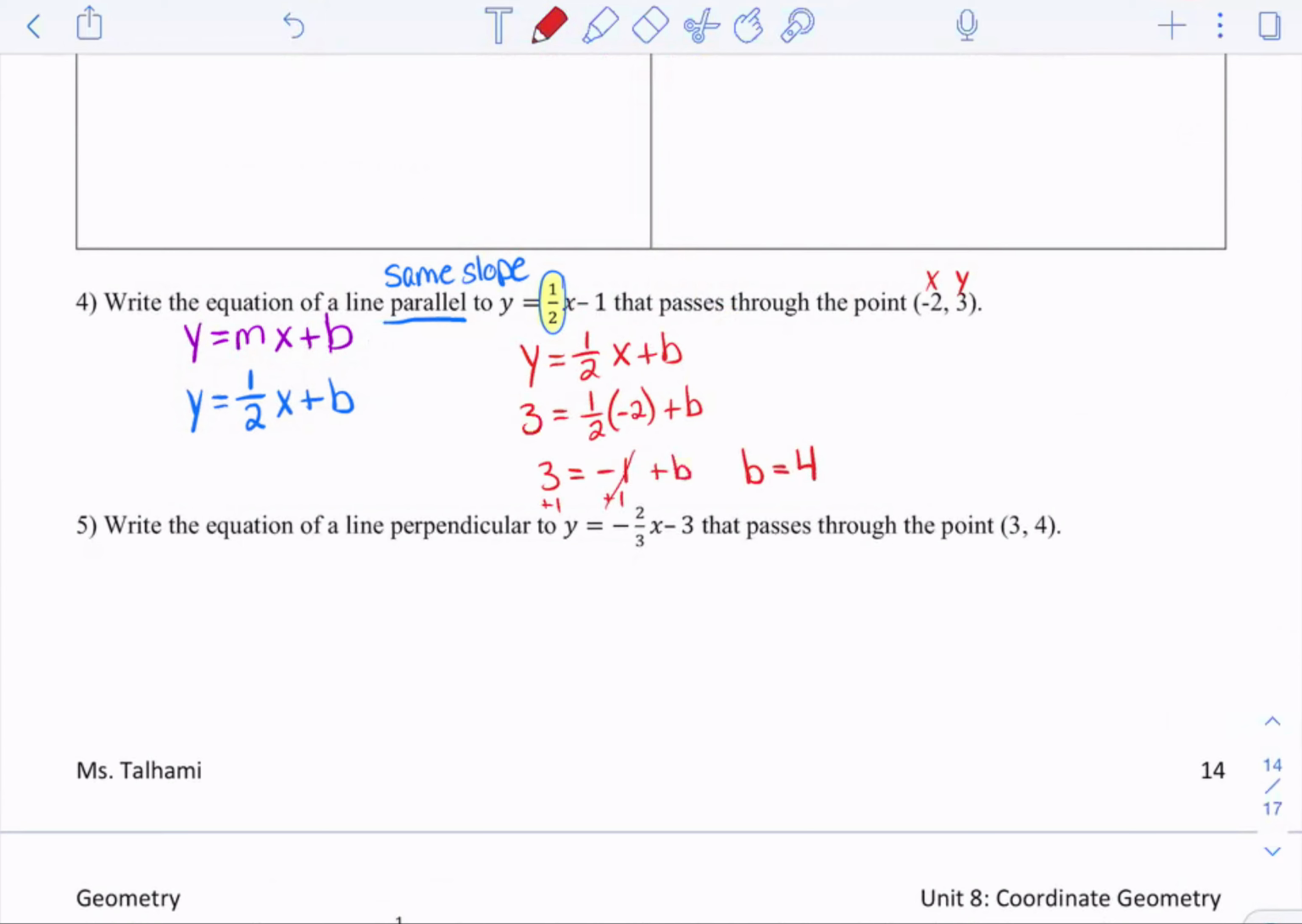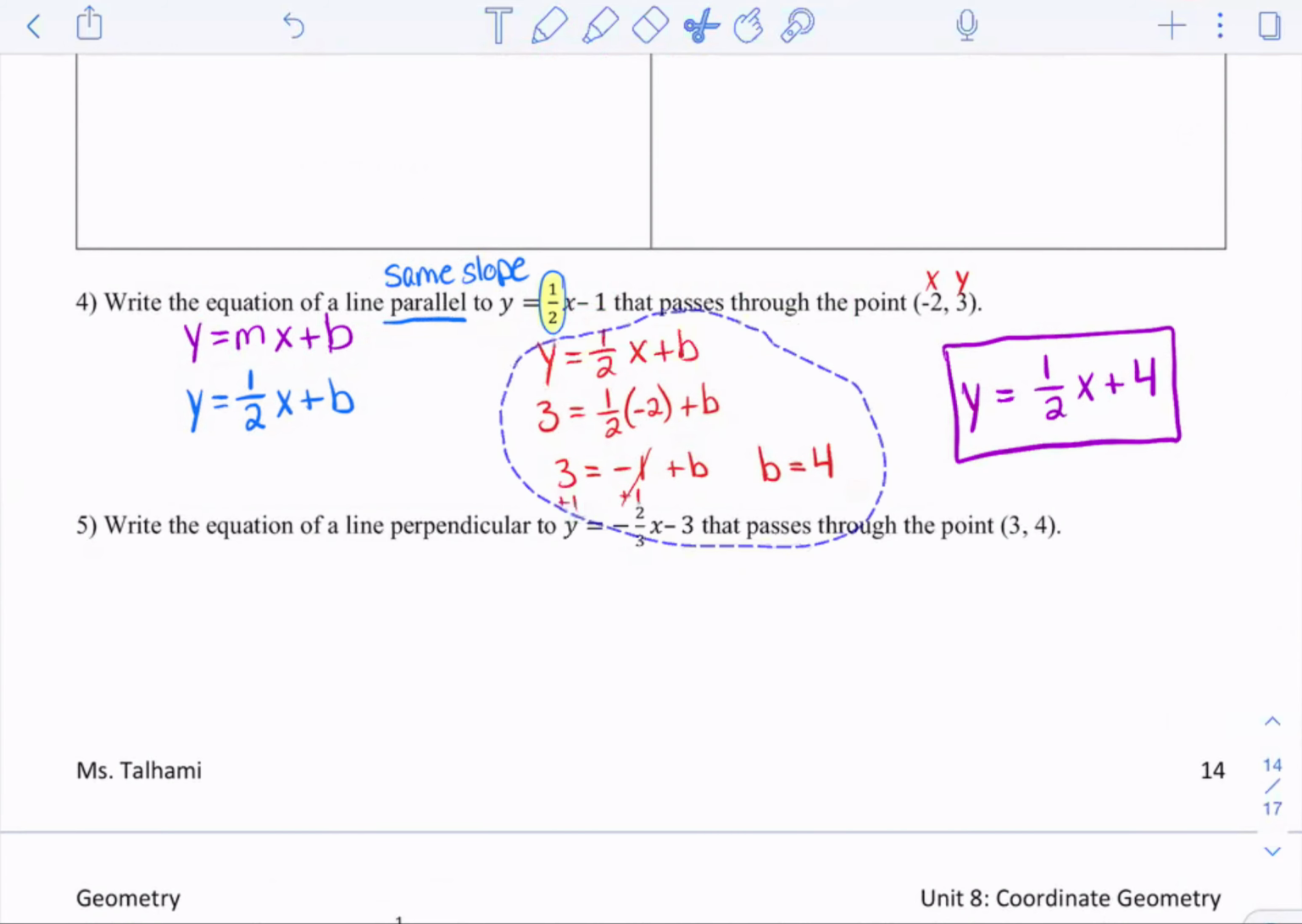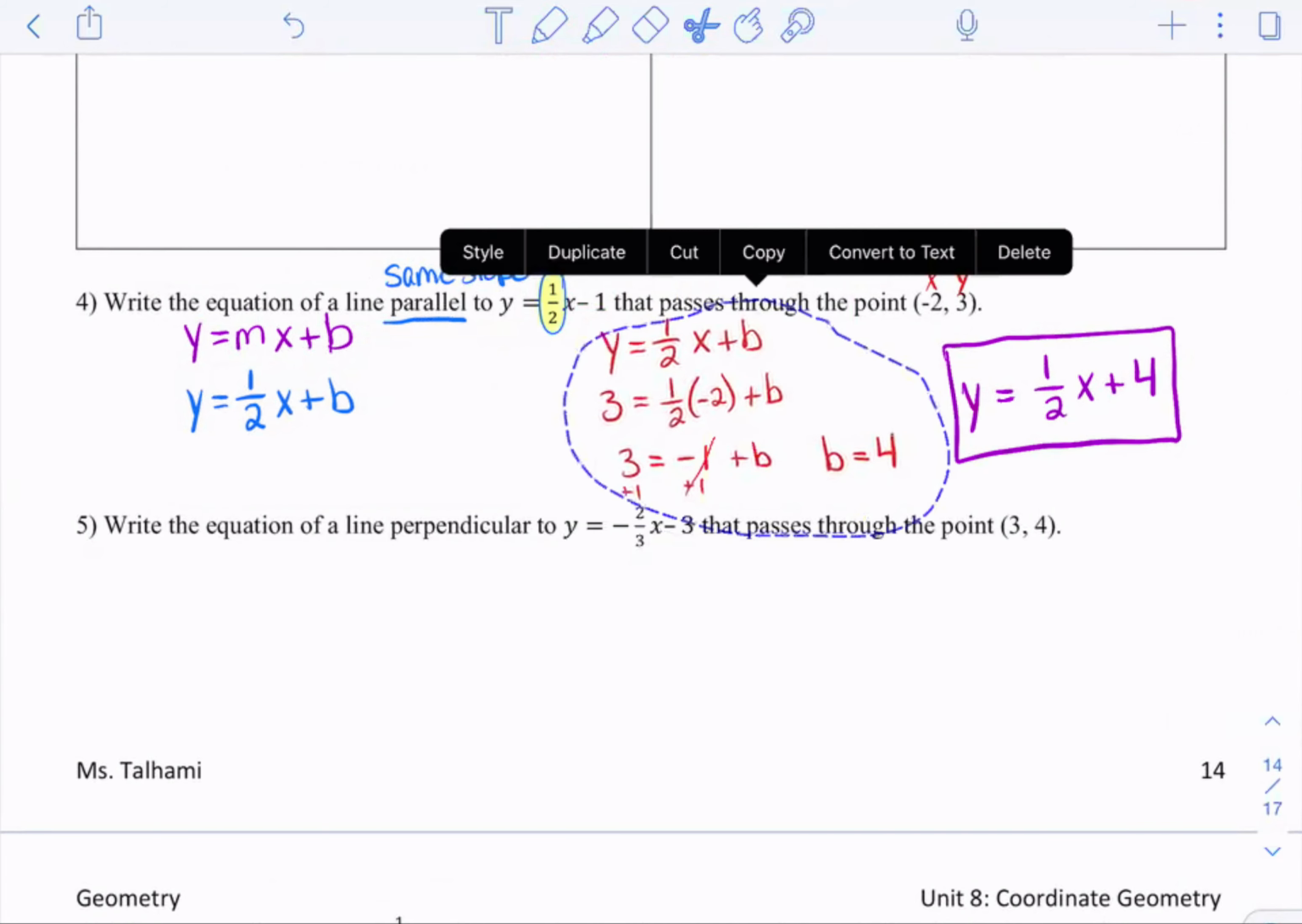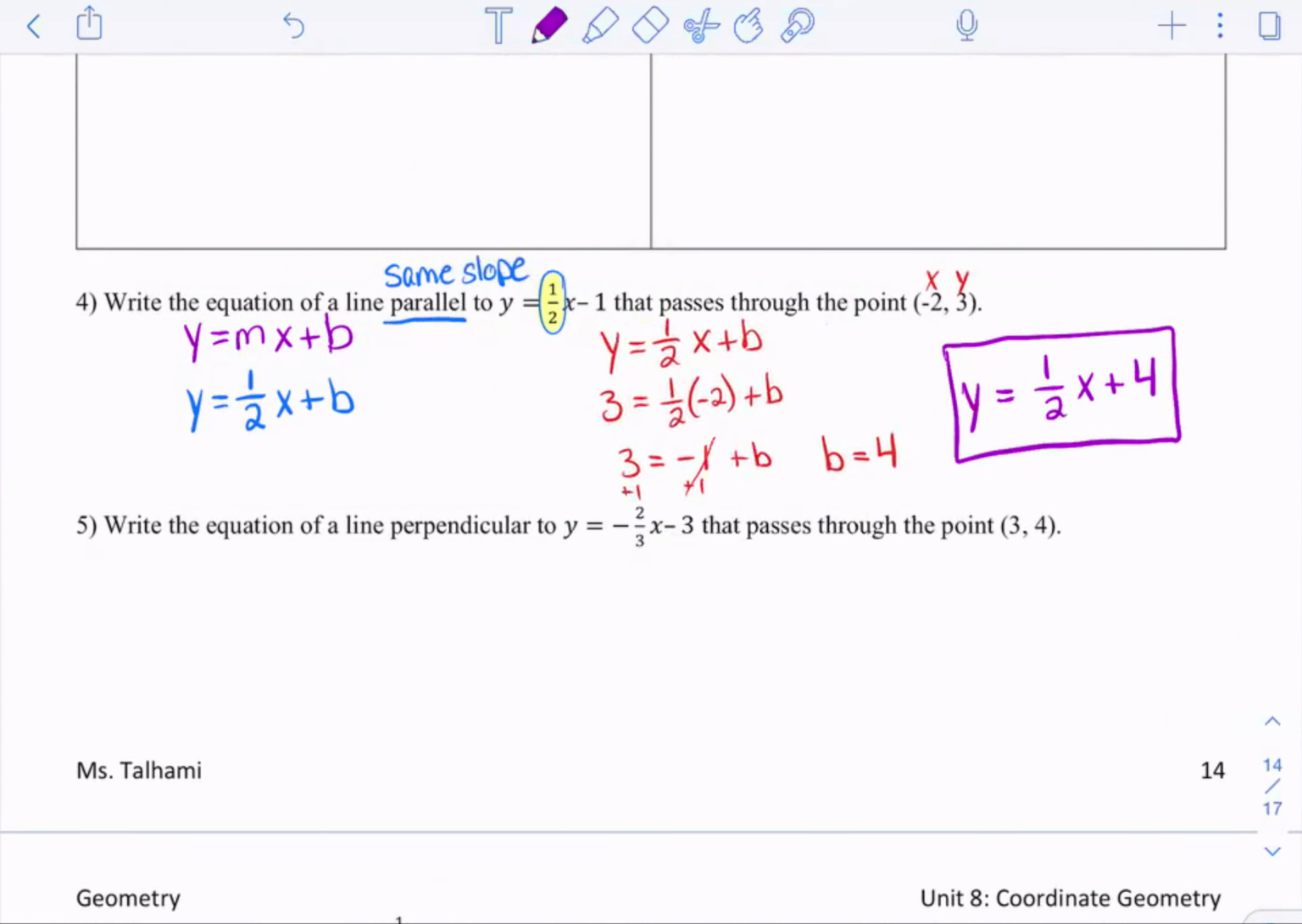Okay. Now we can write our final equation, substituting in our slope and y-intercept. So even though they have different y-intercepts, they have the same slope, so they're parallel. Excellent.